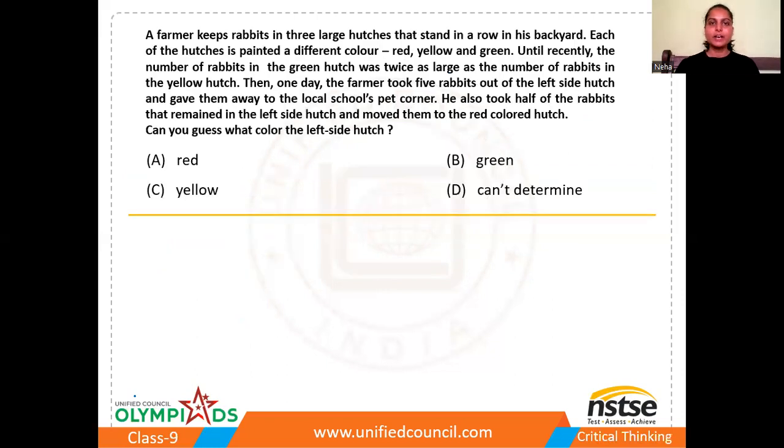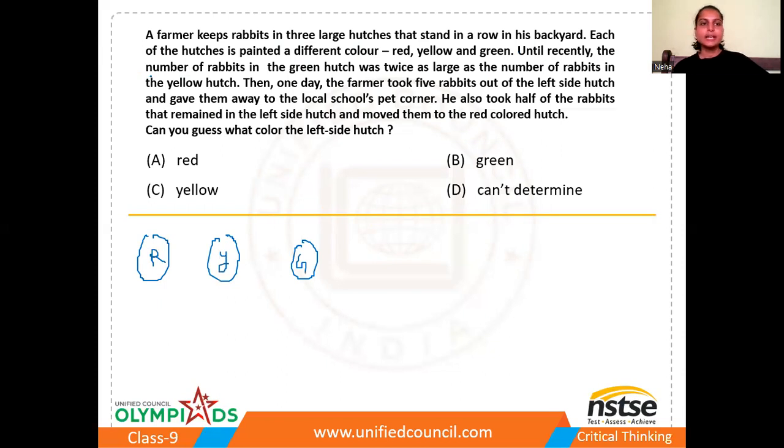All right. Now the next question. The next question has some theory, so I have to read it. A farmer keeps rabbits in 3 large hutches that stand in a row in his backyard. This is the first one, this is the second one, this is the third one. Each of the hutches is painted a different color. This is red, this is yellow, and this is green.